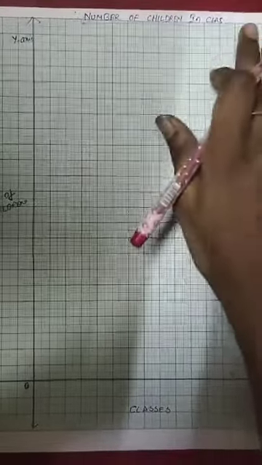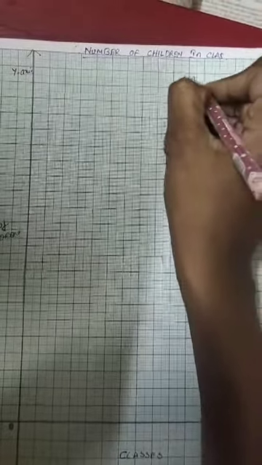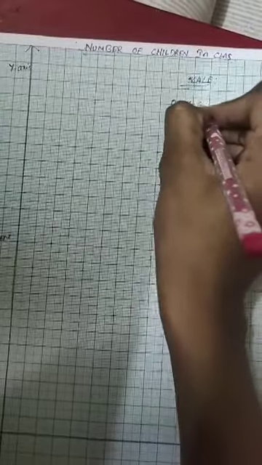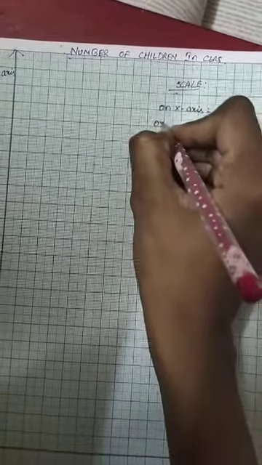Now the next most important thing is the scale. Always try to write the scale on the top right corner. Here I am writing the scale. Scale has to be written for both axes, x-axis and y-axis. What did we choose on the x-axis? Classes. On the x-axis, classes. Now on the y-axis.